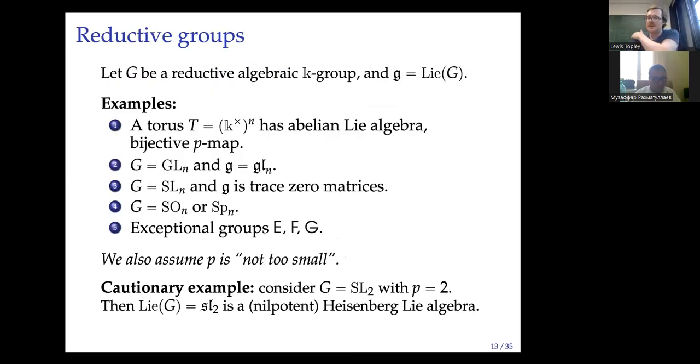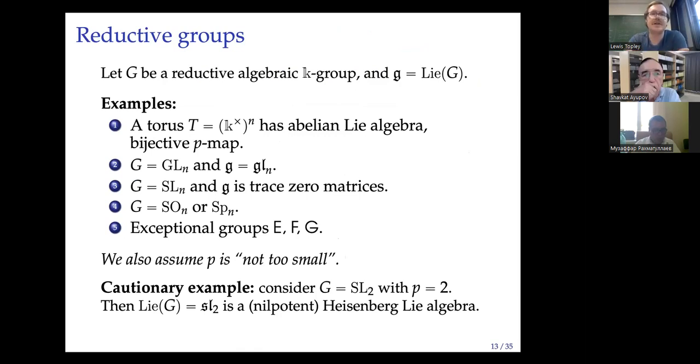And now I'm going to move towards finite W-algebras. So I'll talk about reductive groups to start with. So let's take a reductive algebraic group. Here are some examples. A torus is a reductive group, has an abelian Lie algebra. The general linear group is the prototypical reductive group. The special linear group has determinant 1 and trace 0 matrices as its Lie algebra.